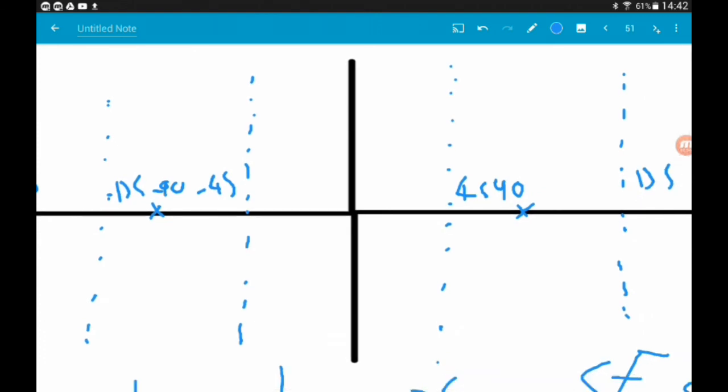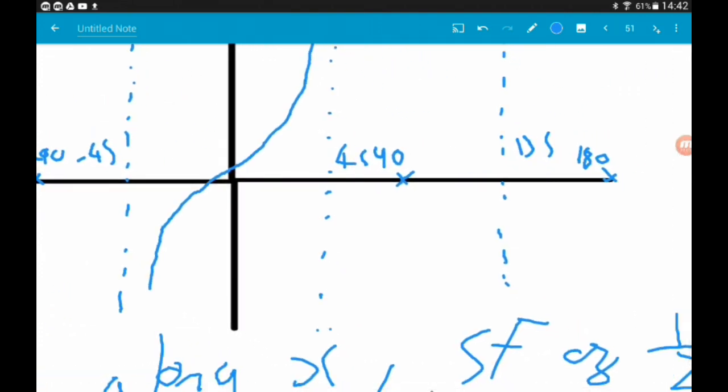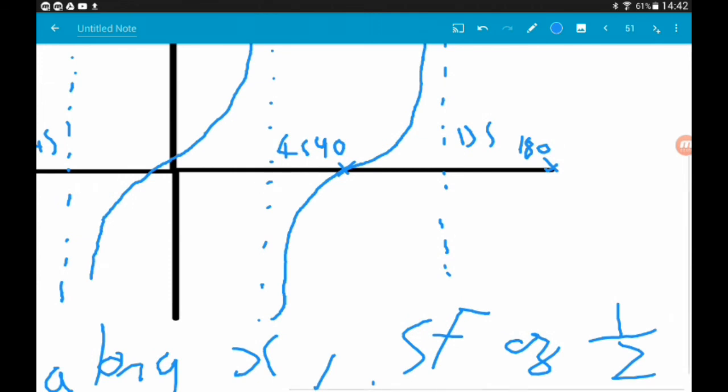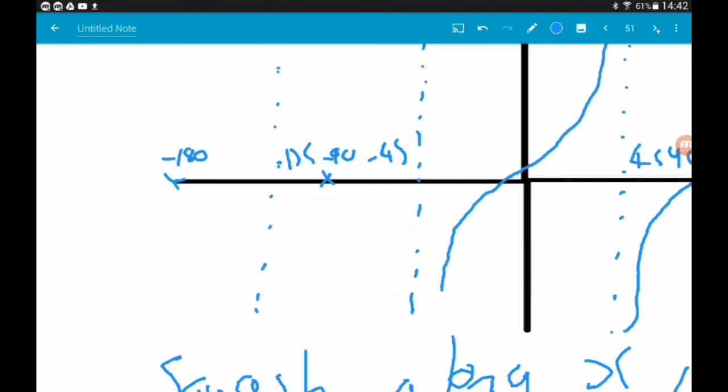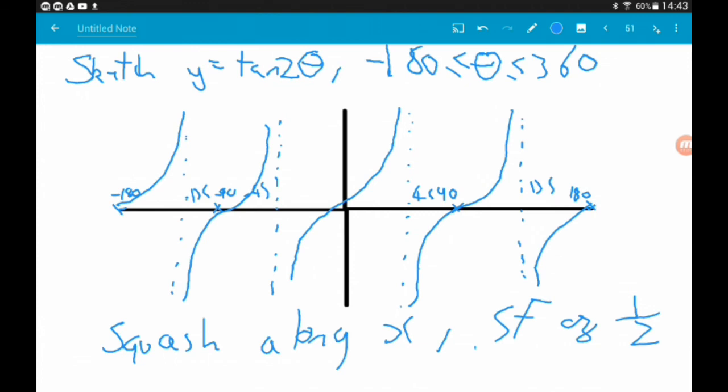So it's going to be like that for that part through the origin, and then this bit is going to go like that, and then finally that's going to be like that, and then in the negative part we're going to go up like that, and then the last part goes up like that. So that's what tan of 2 theta looks like between minus 180 and positive 180.